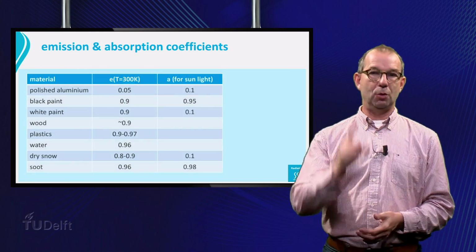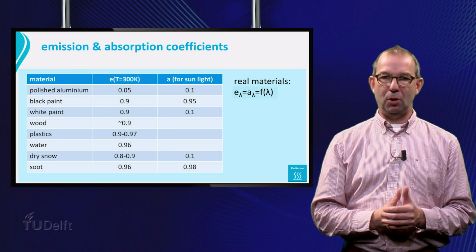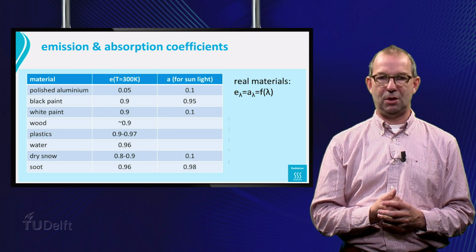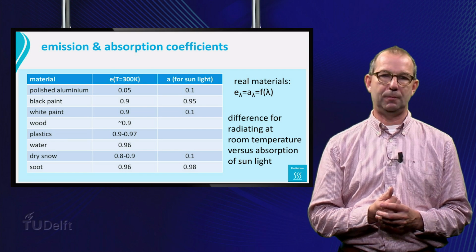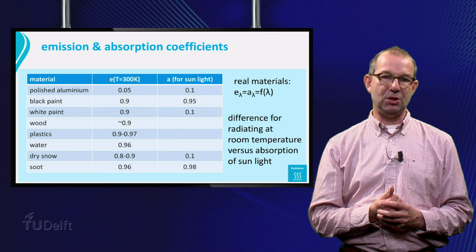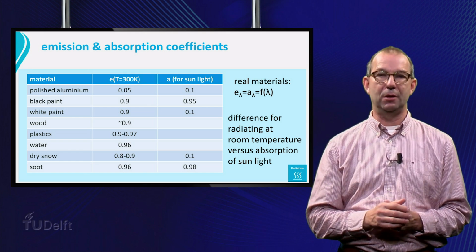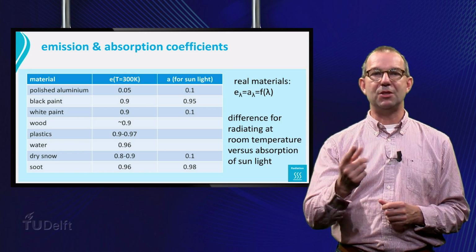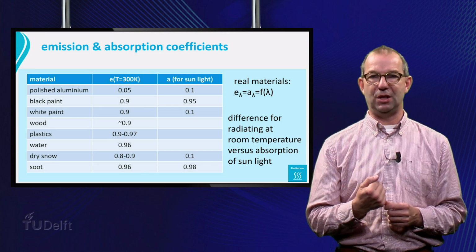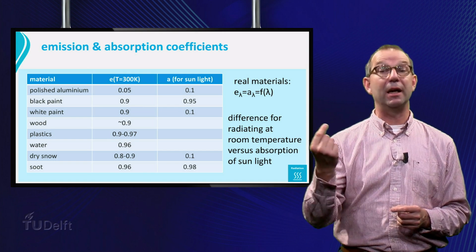Finally, on this sheet is a table of emission and absorption coefficient for various materials. Do note that the emission coefficient is given for a temperature of 300 Kelvin of the radiating body, whereas the absorption coefficient is given for the absorption of sunlight.